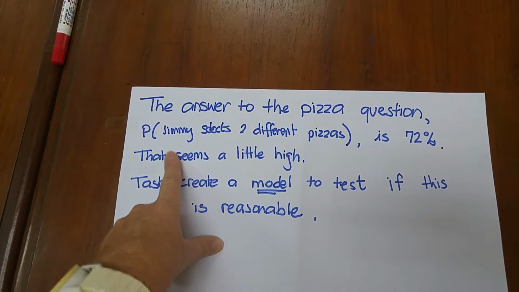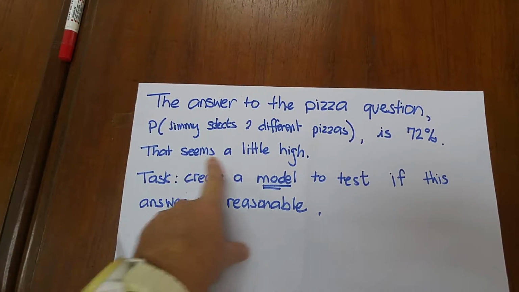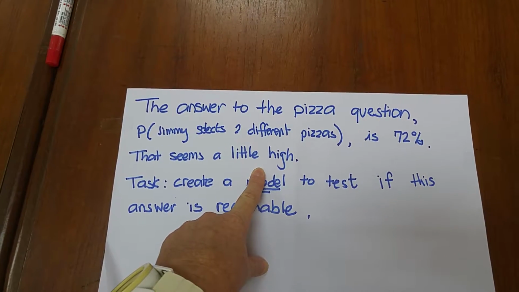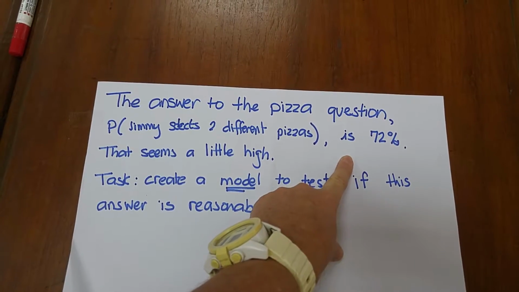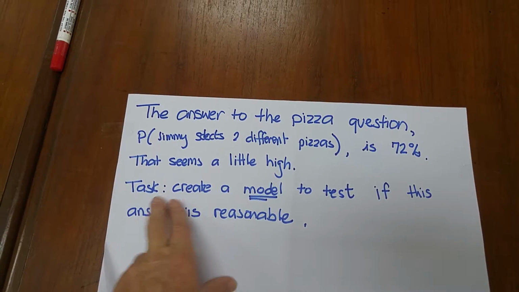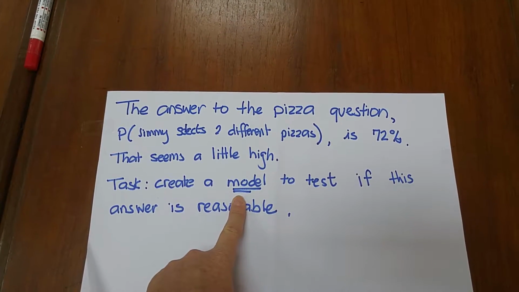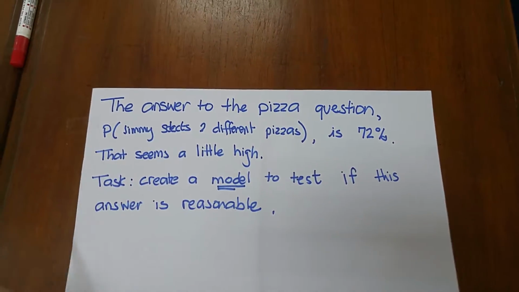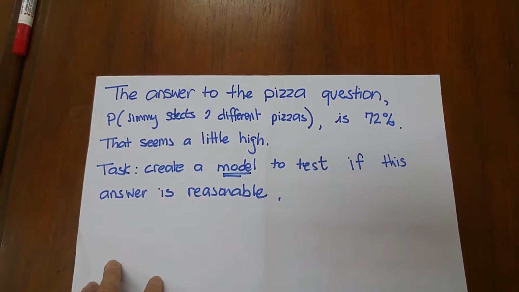So what we've got here is, that seems a little bit high, that there would be a 72% chance of getting 2 different pizzas. So what I want to do is try and create a model to test if the answer is reasonable. And that's what we did in class today.